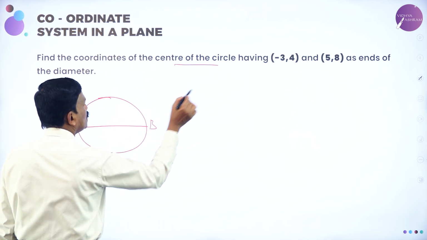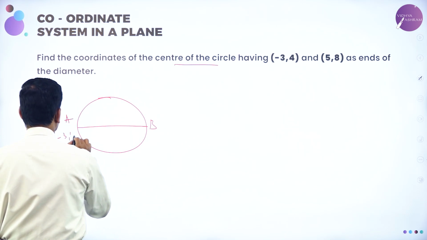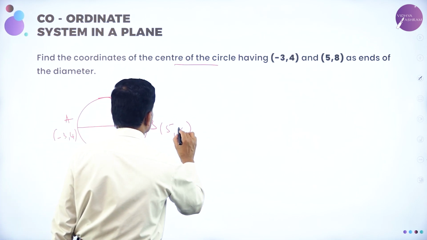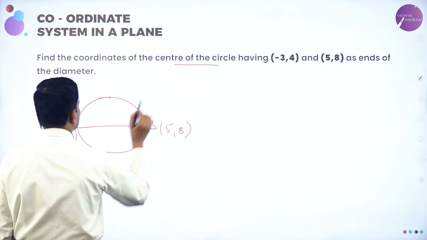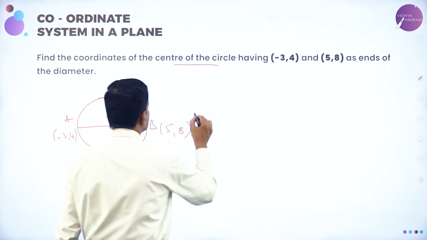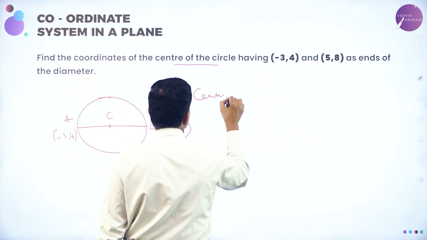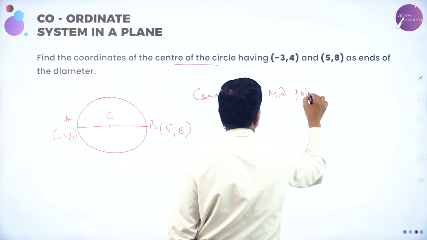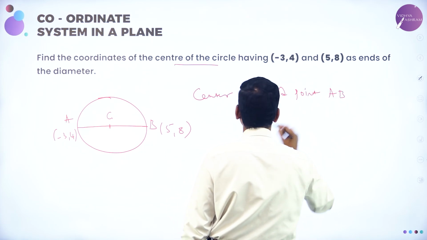What is A? A is equal to minus 3 comma 4 and another point B is equal to 5 comma 8, as the ends of the diameter. Find the center. This is the center. C is the center of the circle. The center C is equal to the midpoint of AB. That's it.